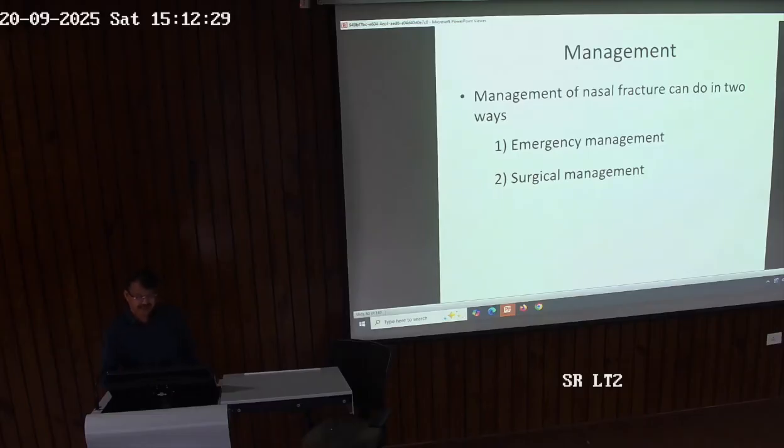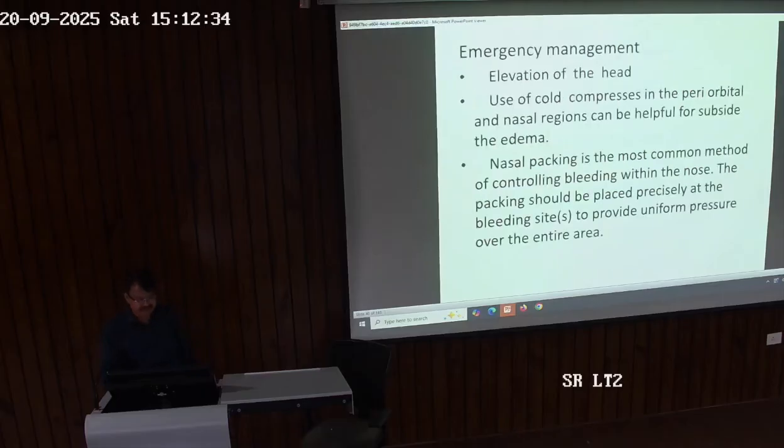Management of nasal fracture can be done in two ways: emergency management and surgical management. Emergency management: elevation of the head.